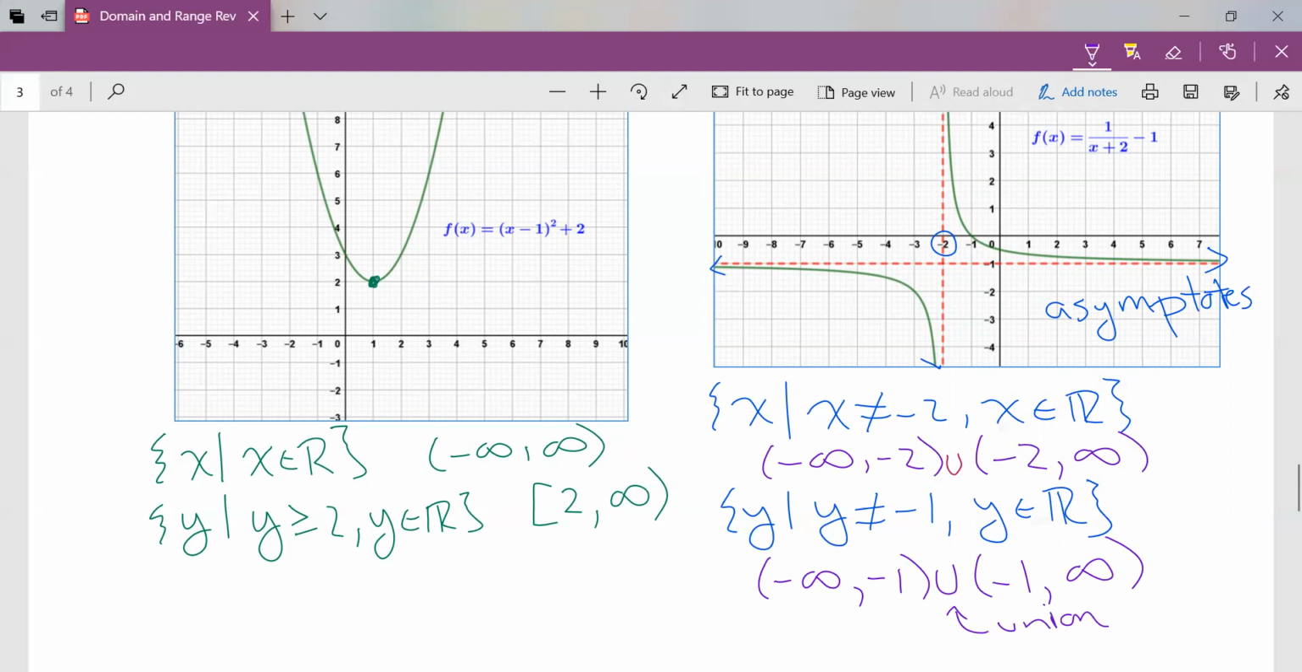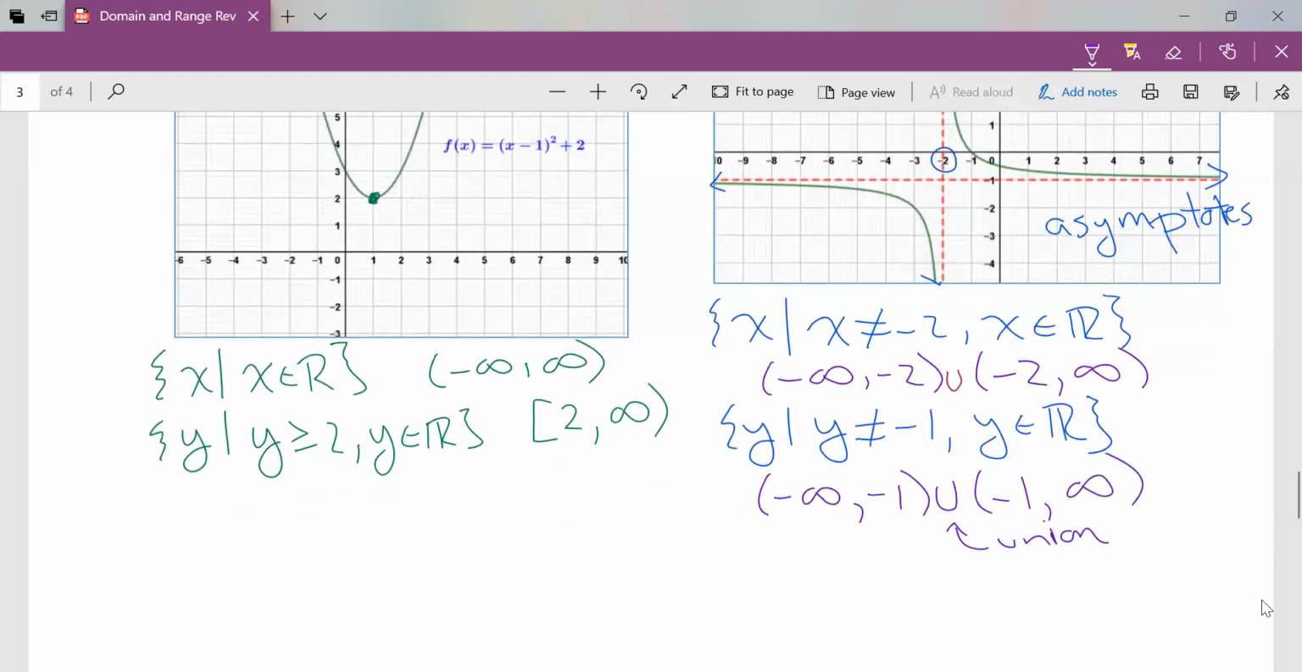Okay, friends, so that should take care of almost every type of domain and range that you should be seeing and working with. You'll just see different types of graphs, but they should all fit these situations.